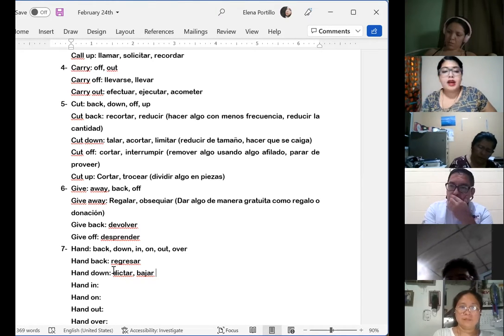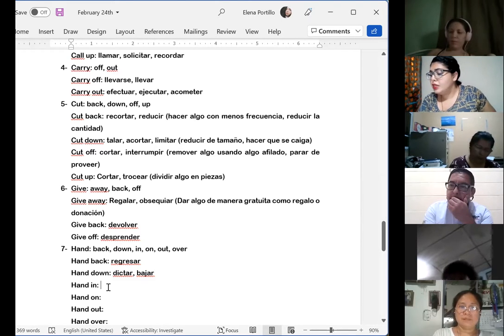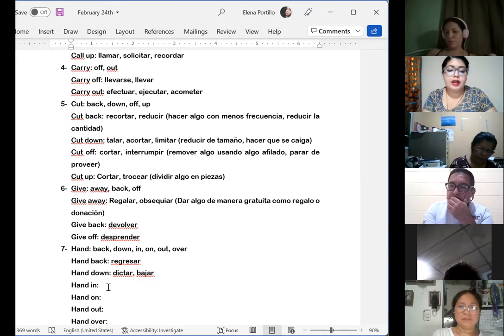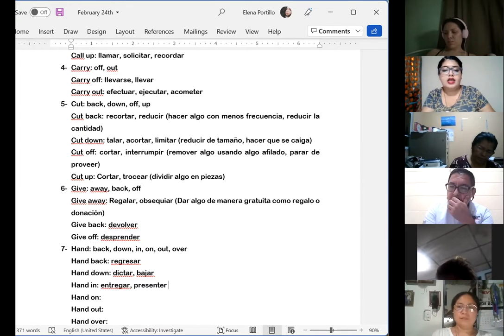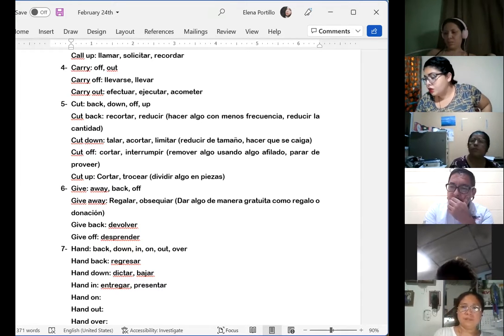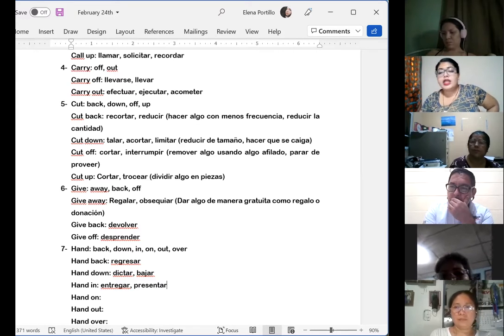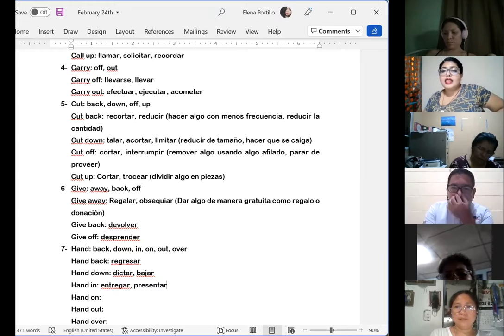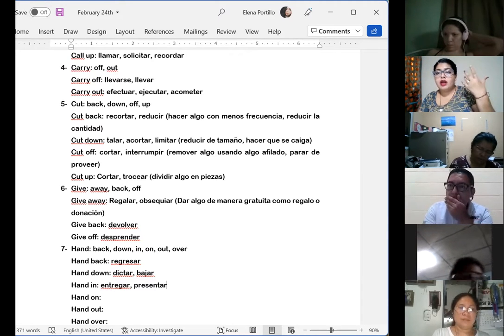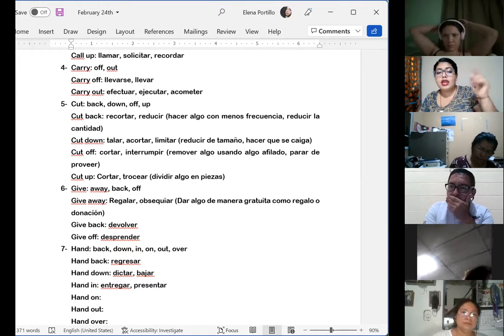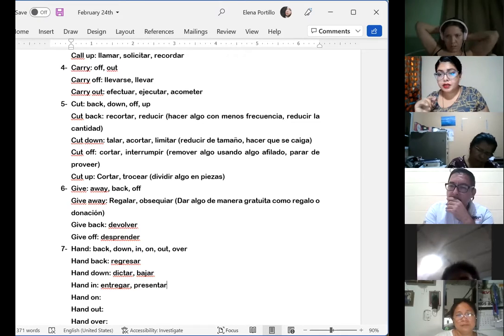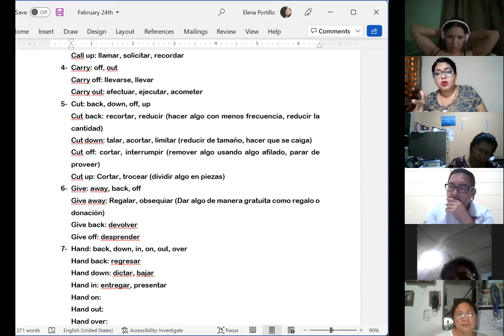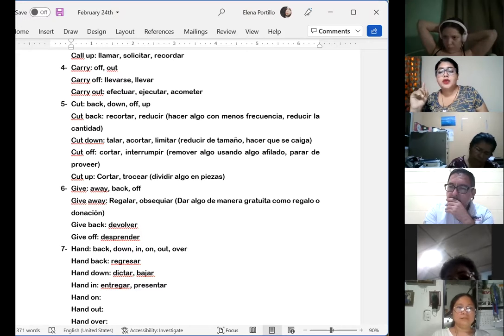Then we have the number three, hand in. That means entregar, presentar. In this case, we are talking about to give something to a person with authority for their attention. En la primera estamos hablando de dar algo a una persona joven en una línea de sucesión. And in this case, estamos hablando de dar algo a una persona con autoridad para su atención. So the first one is give something to a younger person. And in the second one is to give something to a person with authority.